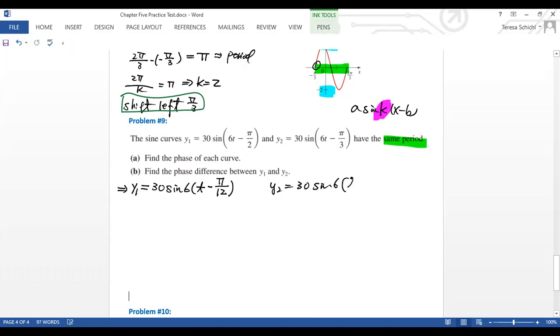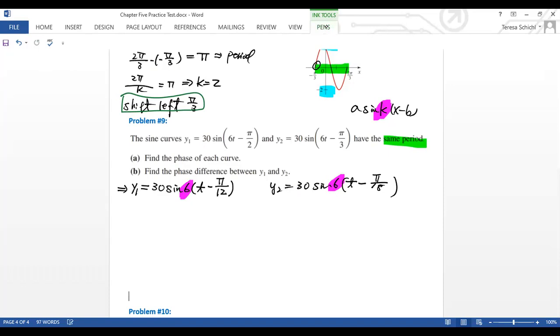Okay, so the y2 here is 30 sine, and the same way, I need to take the 6 out. So this is a t. So if it's pi over 3, I take a 6 out. What do I have here? I have pi over what? 18.